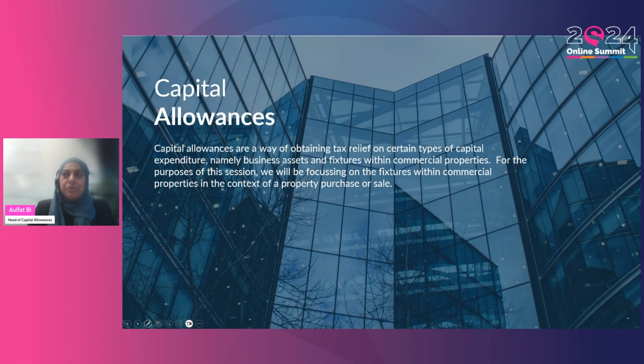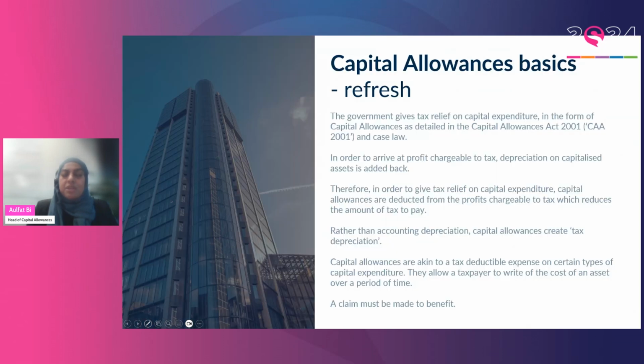So for those of you who have come across capital allowances, they are a way of obtaining tax relief on certain types of capital expenditure that's been incurred on properties. It's typically on business assets and fixtures that's within the properties that are acquired or constructed or developed. For your purposes, we'll be looking at those properties that are being acquired. We'll have a look at the fixtures within the context of commercial properties only, whereby there's been an acquisition or a sale.